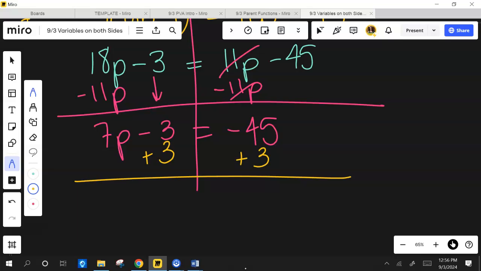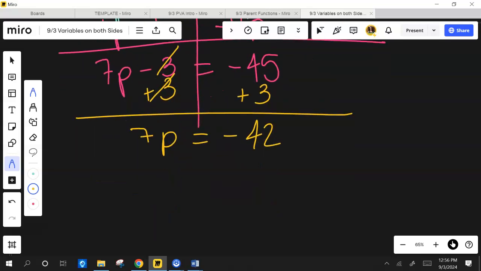Negative 45 plus 3. So I got 7p on this side, and I got negative 42 on this side. Okay? Now what do I do to get p by itself? Divide by 7 on both sides. What does p equal? Negative 6. Okay.